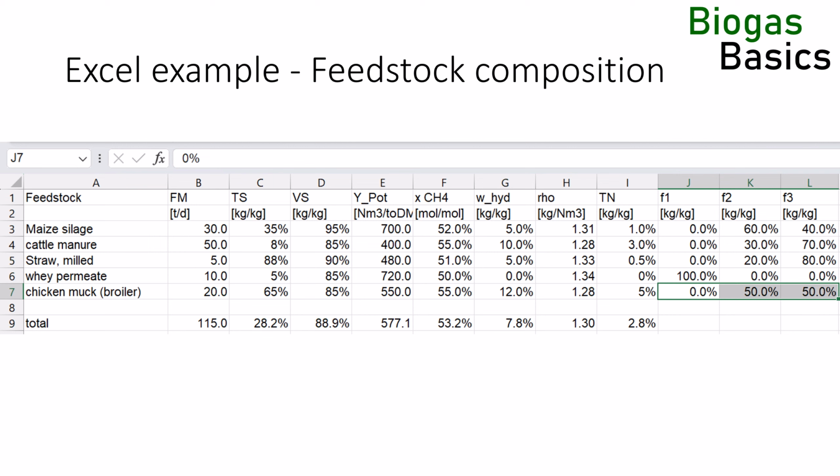Chicken muck is roughly a 50-50 mix of medium-fast and slowly degradable fraction comprising lots of protein and cellulose fiber from bedding. The exact split depends on the type of chicken muck and bedding material, if present.